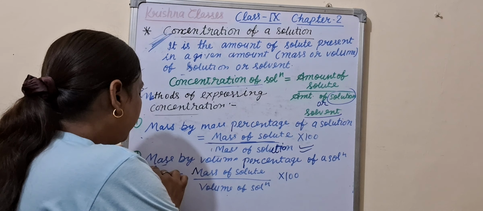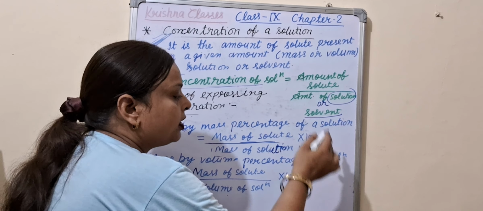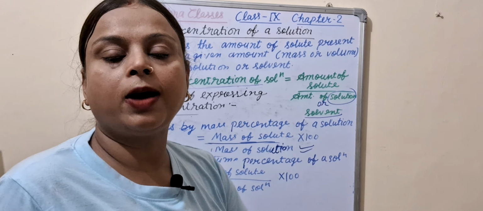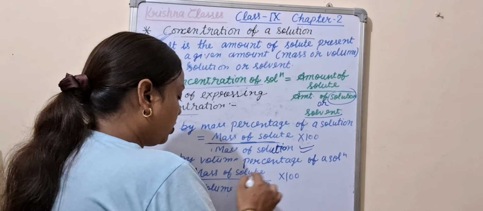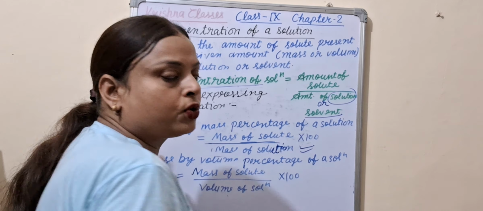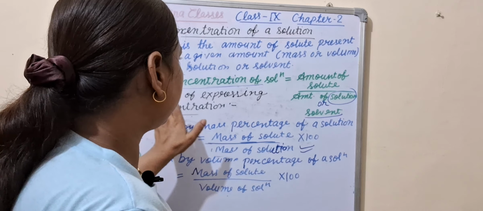Next is mass by volume percentage of solution. If the volume of solution is given, then you have to use this formula: mass of solute upon volume of solution into 100. So this is today's class.